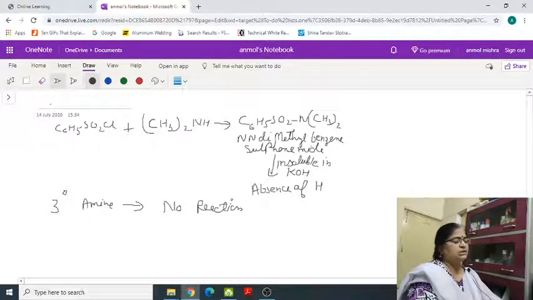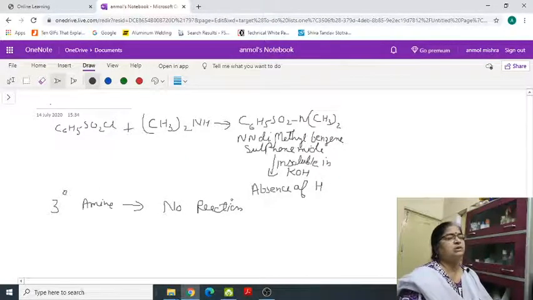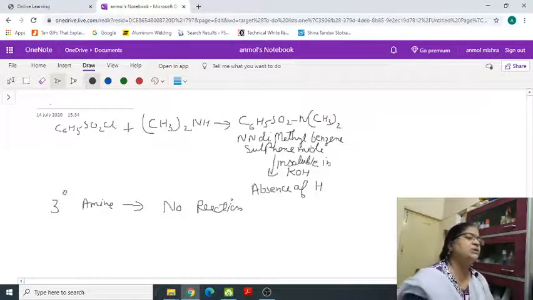And the reaction with benzene sulfonyl chloride, that is Hinsberg's reagent, is used to distinguish between primary, secondary and tertiary. Primary will react and it will dissolve in KOH, whereas secondary amine will also react but is insoluble in KOH, and tertiary amine, no reaction.